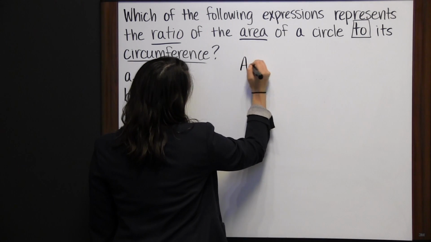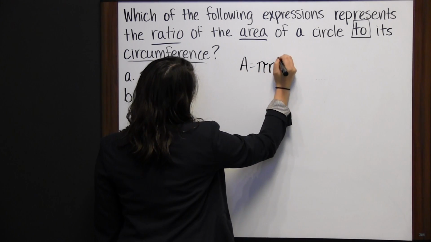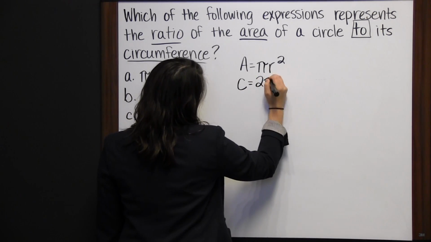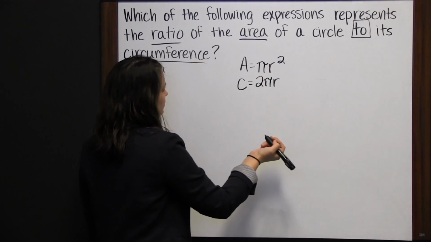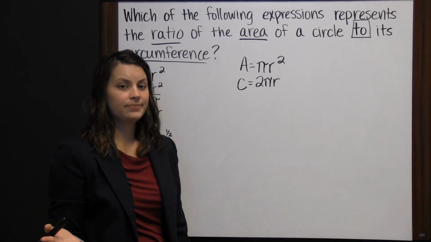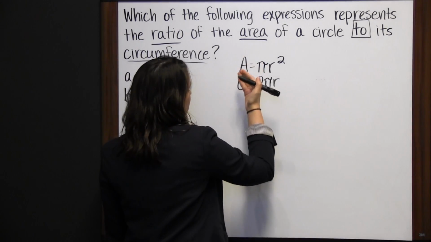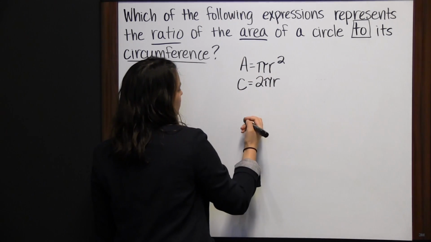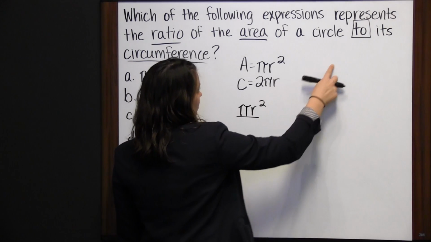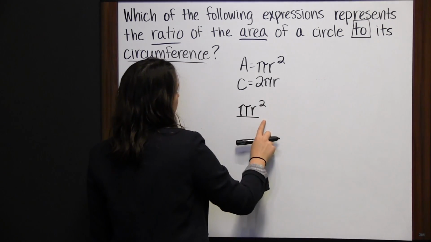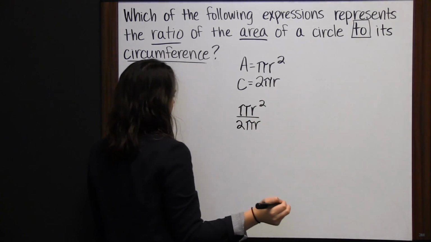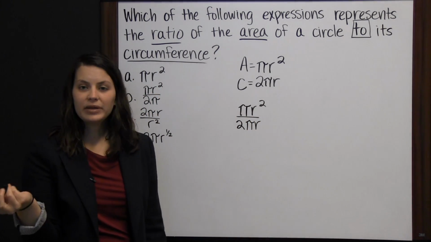Well, the area of a circle is pi times radius squared, while the circumference of a circle is 2 times pi times radius. So the area is going to be our numerator, since it was listed first. Area to circumference means that the area should be in the numerator, divided by, this is your division bar, the circumference, 2 times pi times radius. And then we need to simplify.